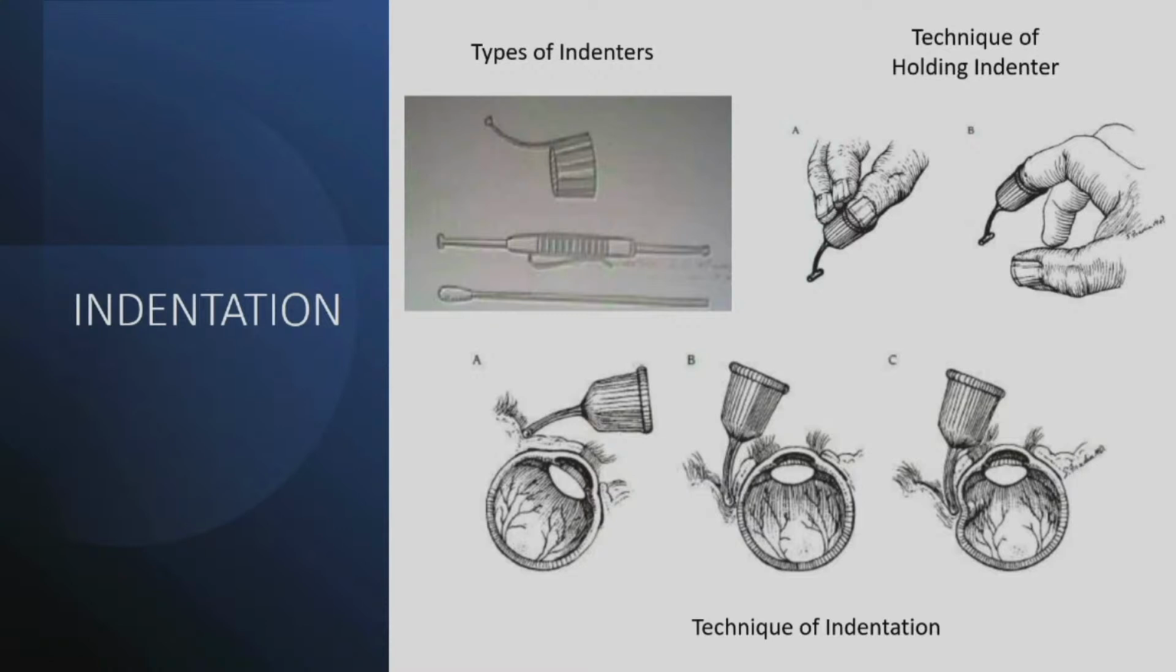Now coming to the technique of indentation, make the patient lie down, and for whichever quadrant you are going to indent, first ask the patient to look in the opposite direction, and then gently insert your indenter into the lid crease. Then ask the patient to look in the direction you want to be indented. For example, if you are indenting the superior quadrant, first you ask the patient to look inferiorly, you insert the indenter into the lid crease, and then you ask the patient to look superiorly, and you just gently roll the curve over the orbital rim, and now you will get a very good indentation.